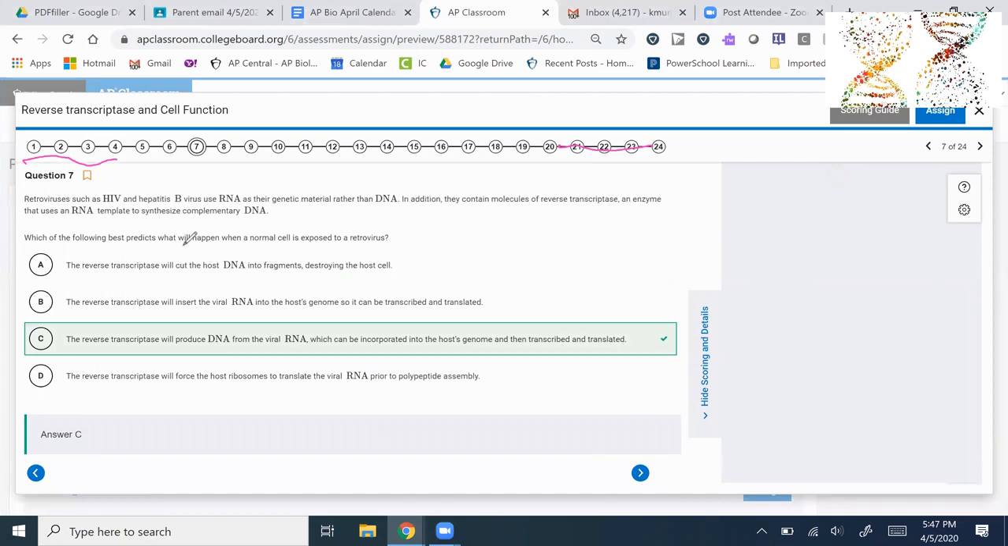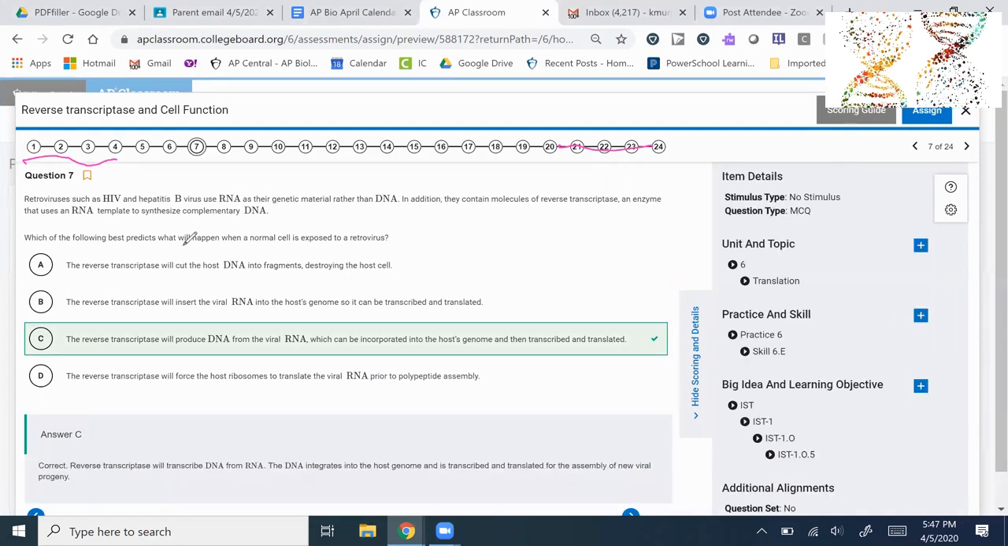All right. Number 7 says retroviruses such as HIV and hepatitis B virus use RNA as genetic material rather than DNA. In addition, they contain molecules of reverse transcriptase, an enzyme that uses an RNA template to synthesize complementary DNA. Which of the following best predicts what will happen when a normal cell is exposed to a retrovirus?